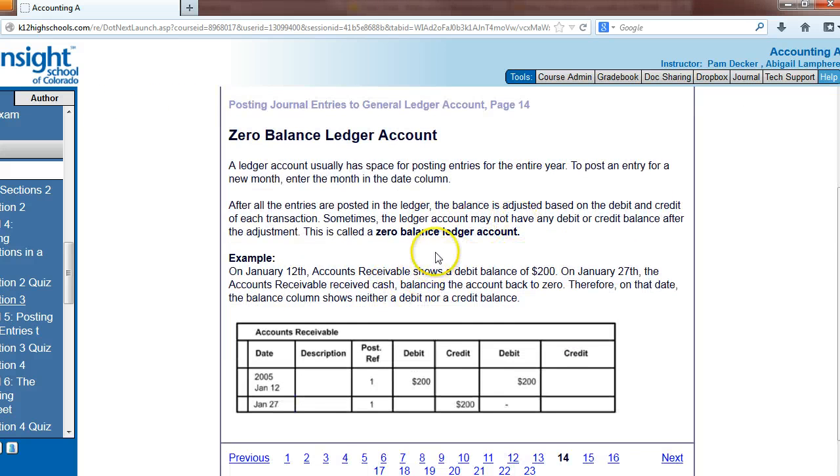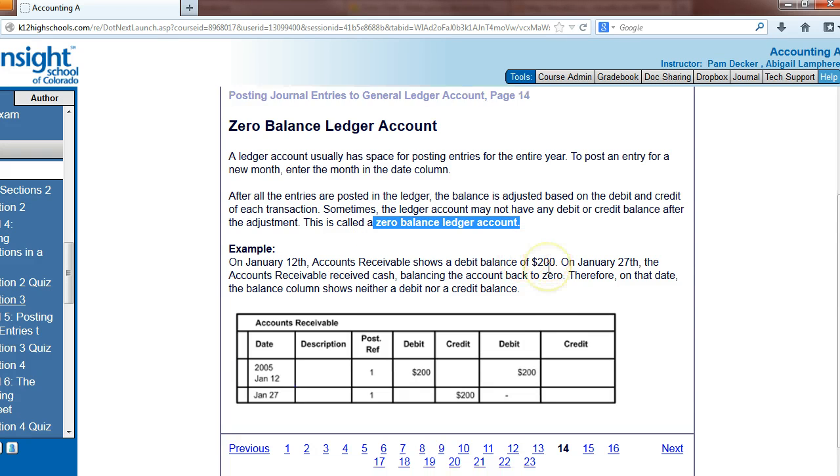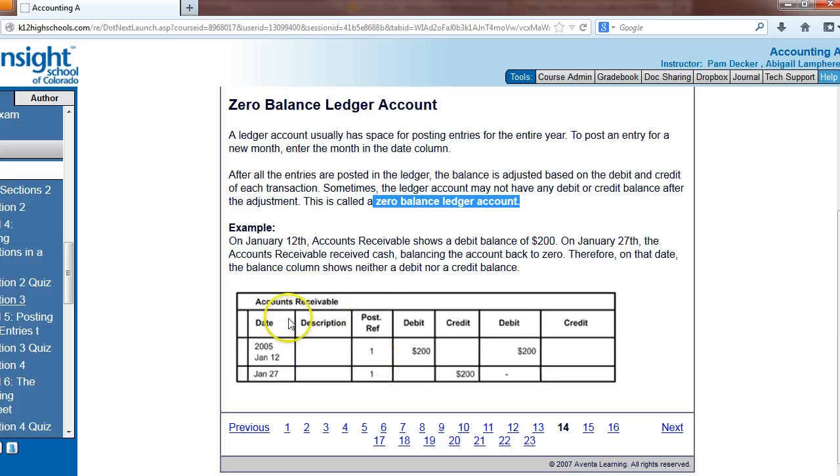And this is just an example of a ledger account that has a zero balance. Like we showed you before, this is that accounts receivable. Someone bought something from us on account for $200, so it gave us a $200 balance in that account. And then on January 27th, they paid it off. So we can just record it. You could just put a dash or a zero in that debit column just to show that there is no balance in that account.